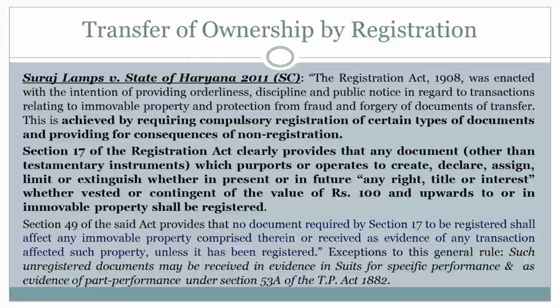It's on your screen. So Section 17 states basically that any document other than a testamentary instrument, other than a will, which purports or operates to create, declare, assign, limit, or extinguish, whether in present or in future, any right, title, or interest, whether vested or contingent, of the value of ₹100 and upwards, to or in immovable property, shall be registered. And another general rule in 49 is that no document required by Section 17 to be registered shall affect any immovable property comprised therein, or be received as evidence of any transaction affecting such property, unless that document has been registered. The exceptions to this general rule are in suits for specific performance and as evidence of part performance.